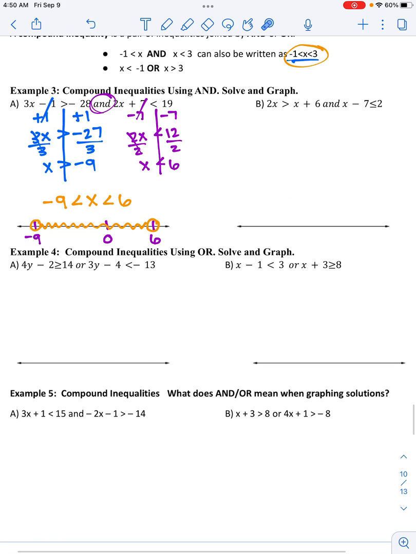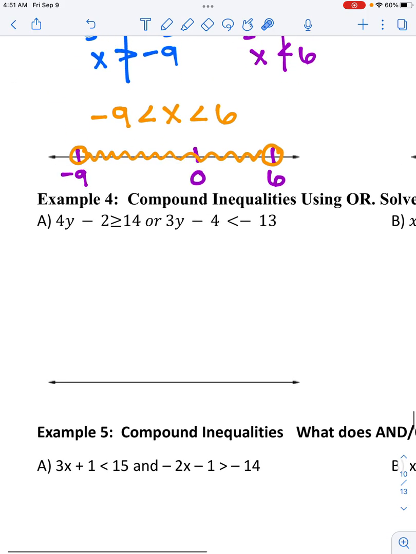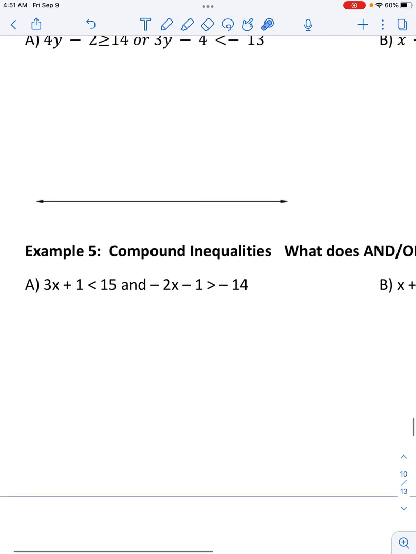All right, so just for the sake of length of video, go ahead and try this one and check the solutions. And then you can ask me about it when I come back if you're stuck. Do one "or" example, and then I think I'll have you do the rest with the solutions as well.